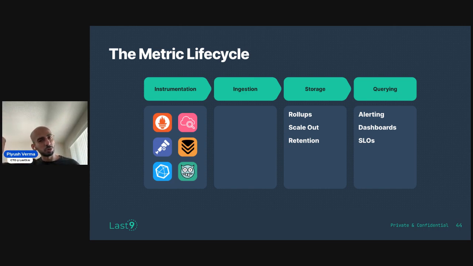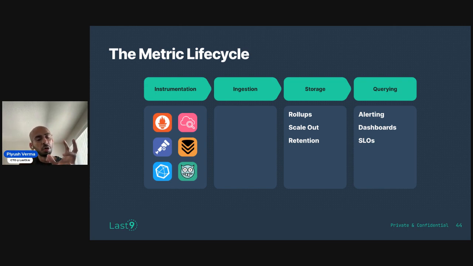And then it lands into the storage part. In the storage part, you would do something with the metric. There'll be things like you will change the retention of it, you will probably perform a roll up on it, or you would save copies of it in a replication factor. And then there's a querying phase. The same metric would now show up while you're alerting, creating dashboards, or creating SLOs.